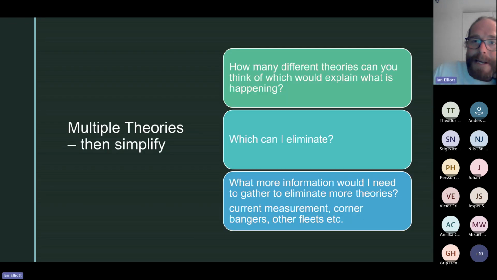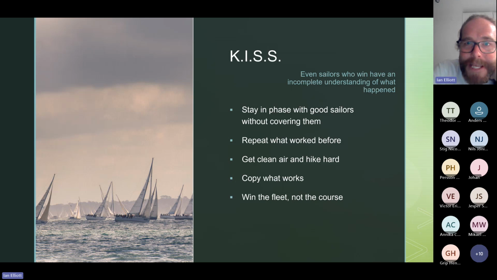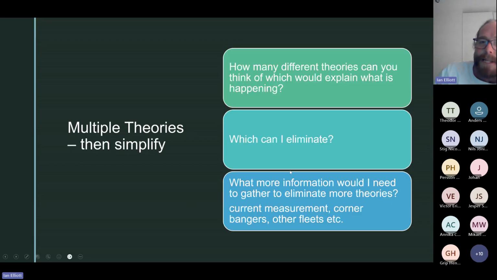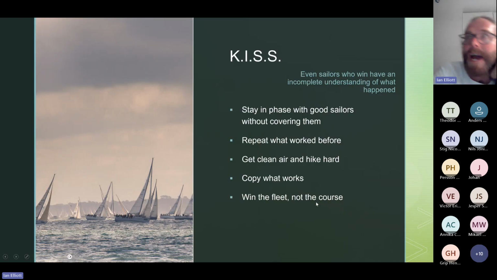So having complicated everything, I now want to say keep it simple, stupid, the KISS method. Even the sailors who win have incomplete understanding of what happened. So, as a coach, I sit in the coach boat and play around with these theories. And then whenever I have the opportunity, I try to talk to someone who finished well or sailed better than they usually sail, and try to collect information from them and see if their explanation of why they sailed well matches with my theories or contradicts any of my theories.